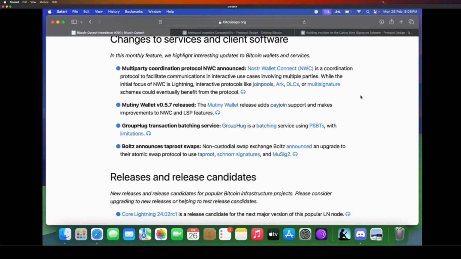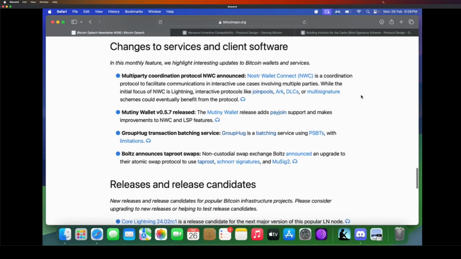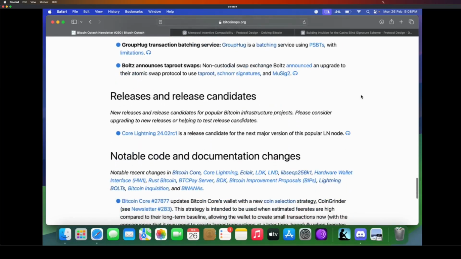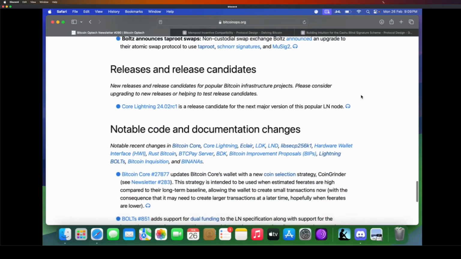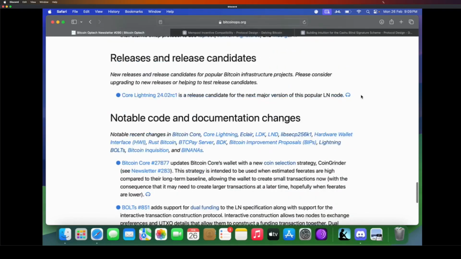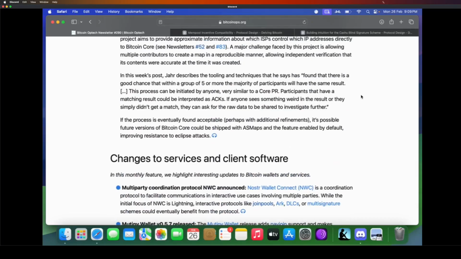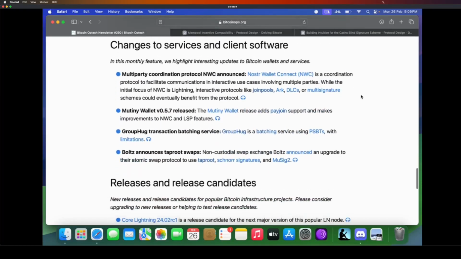We'll go through the changes to services in client software, release and release candidates, and notable documentation changes. This week it was a little lengthy, so try and wind this up in 5 to 7 minutes, not taking all of your time.